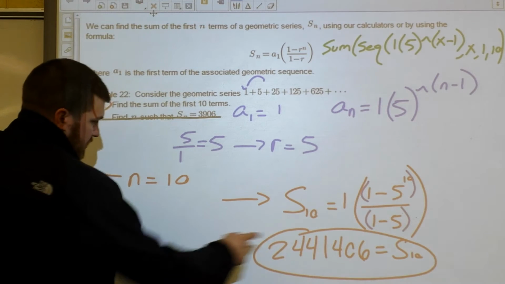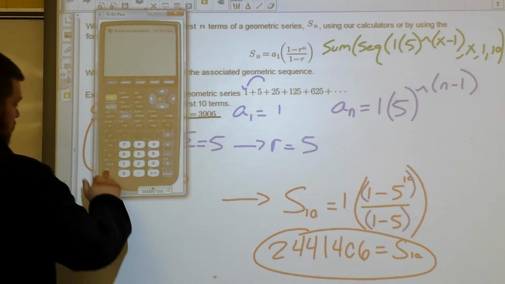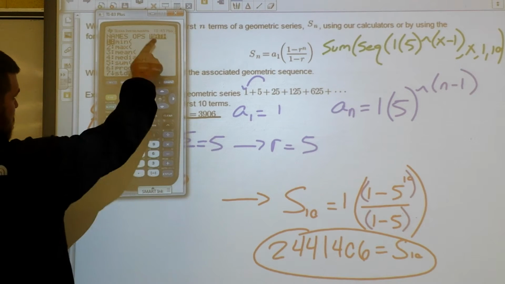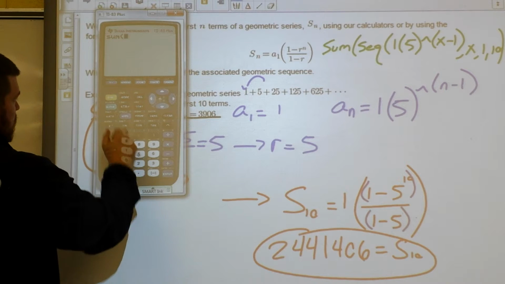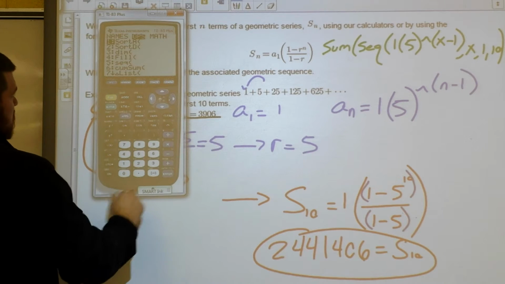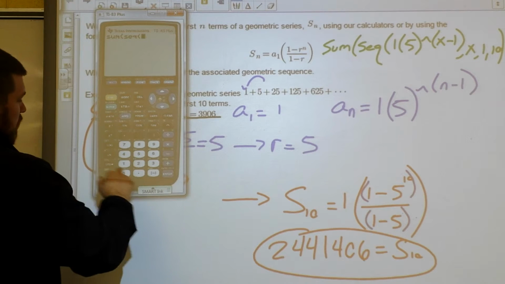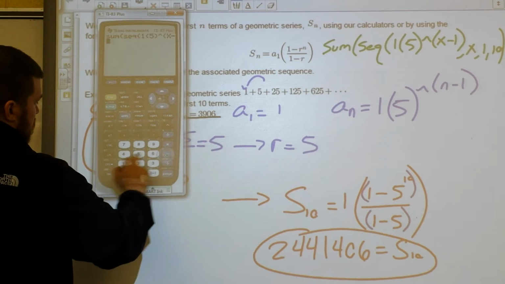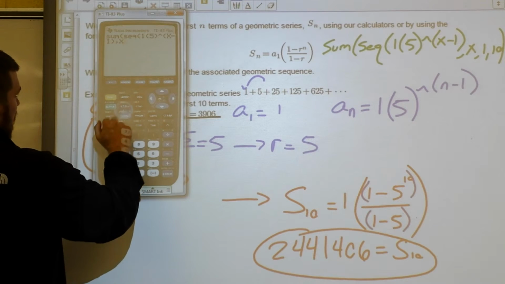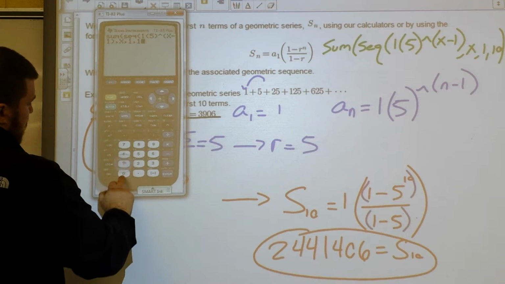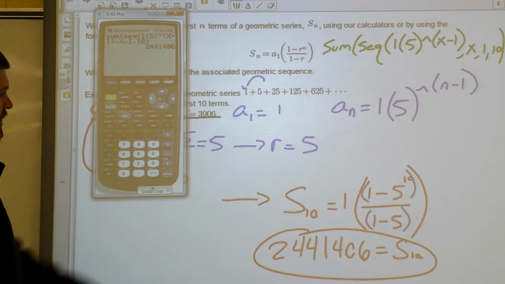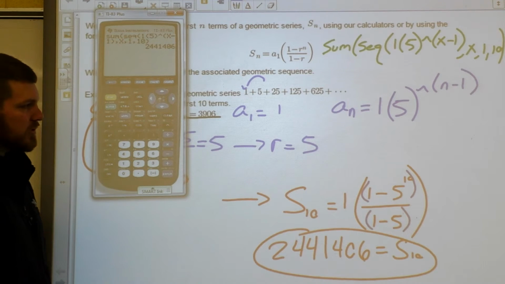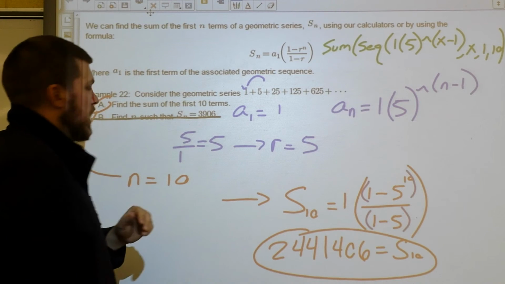Let's type that in our calculator and see if we get the exact same sum. I hope we do. So clear it out. I'm going to go second stat, math, option 5 for sum, second stat, ops, option 5 for sequence. Type in our rules. So 1 parentheses 5 parentheses raised to the parentheses x minus 1, comma x, comma 1, comma 10. Close parentheses. And I get the exact same number, 2,441,406.